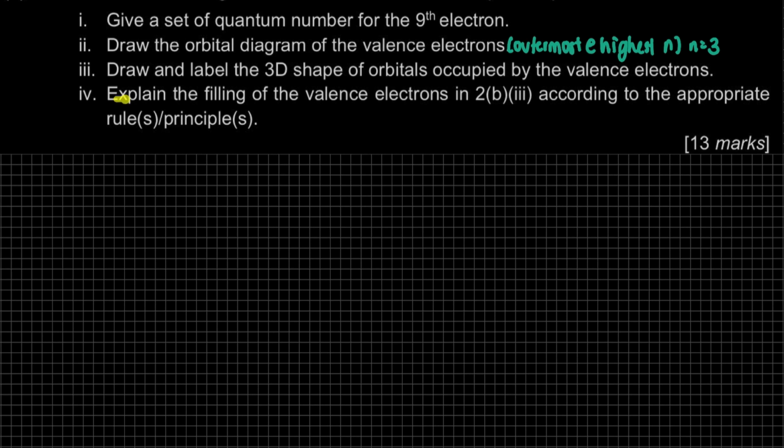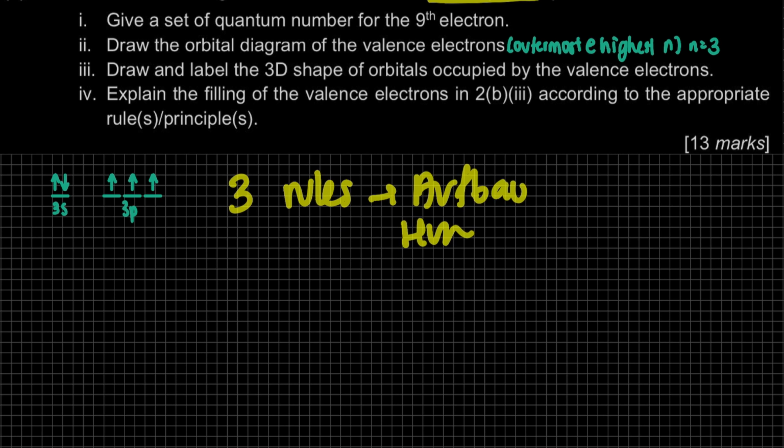For Roman 3, explain the filling of the valence electron in 2b2 according to the appropriate rules or principle. Based on our valence electron, where we have drawn the orbital diagram, it is 3s2, 3p3. Here it asks to explain how we fill this valence electron according to the appropriate rules and principle. Basically, our electronic configuration, how we write it down, is based on these 3 rules: we have Aufbau, we have Hund's rule, and we have Pauli's exclusion principle.